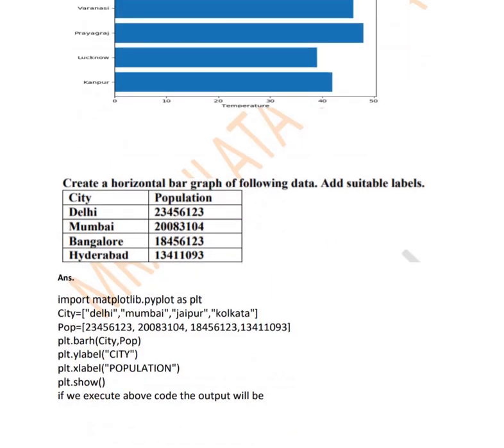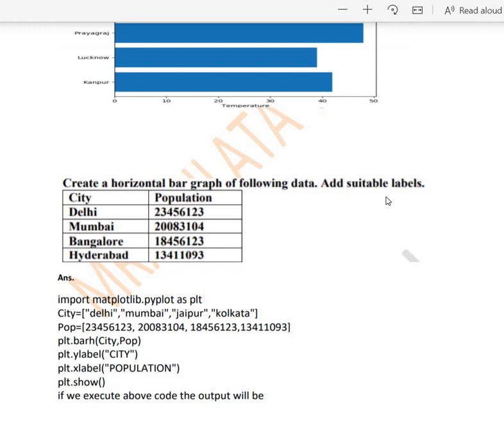Next example: create a horizontal bar graph of the following data. Add suitable labels. So this is the question part, and you are supposed to write the code through which you are making the bar chart, particularly a horizontal bar chart. In this case, at the y-axis definitely city, and at the x-axis population should appear. So you will make two lists, city and population. You are storing the values as per the question. After that you are calling the barh function.